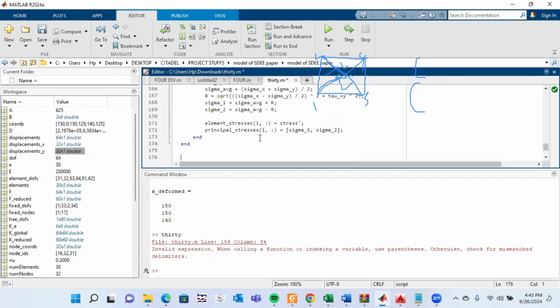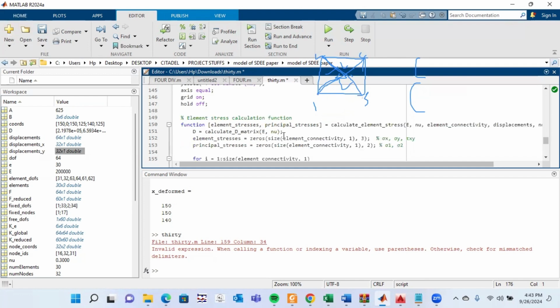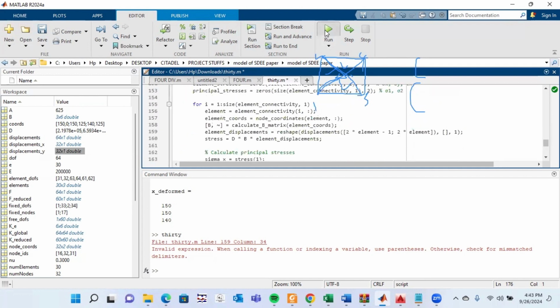Yeah, so what I've just done is to copy the code into a new script, and then after copying the code, just run.